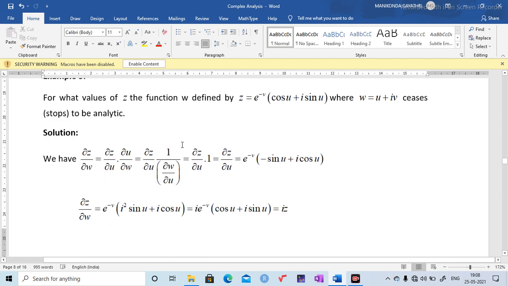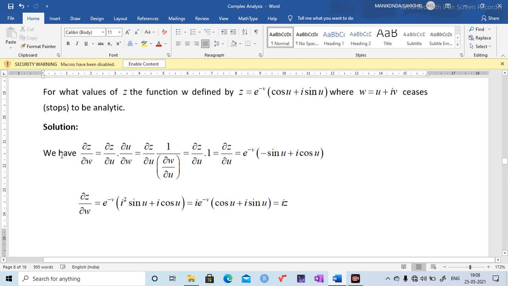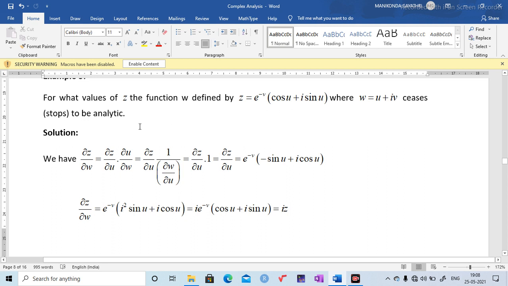Next question. For what values of z does the function w defined by z equal to e power minus v into cos u plus i sin u, where w equal to u plus iv, cease to be analytic? Ceases means stops, means where it is not analytic. So observe here the given function is this one. dou z by dou w can be written as dou z by dou u into dou u by dou w.